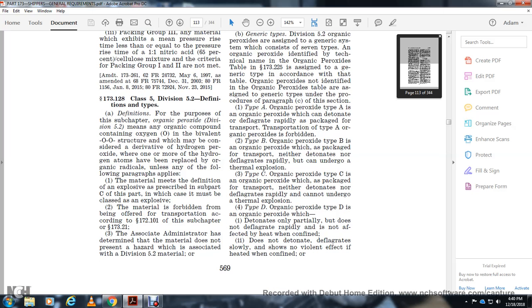Alright, 173.128, Class 5, Division 5.2, definition and types. For the purposes of this subchapter, an organic peroxide for Division 5.2 means an organic compound containing the bivalent -O-O- structure, which may be considered a derivative of hydrogen peroxide, where one or more of the hydrogen atoms have been replaced by organic radicals, unless any of the following paragraphs apply. The material meets the definition of an explosive as prescribed in this subchapter, which is covered in Class 1 explosive materials and is forbidden from being offered for transportation according to 172.101 and the subchapter of 173.21, or the material does not have the properties associated with Division 5.2 material.